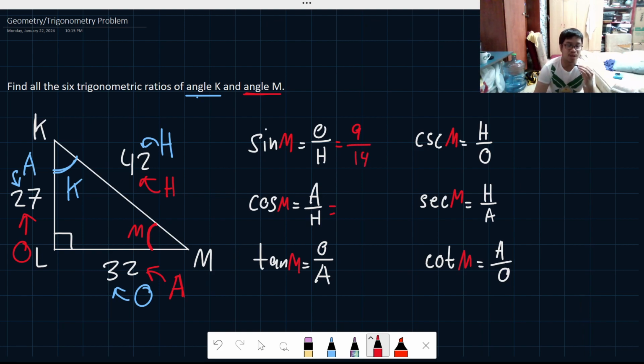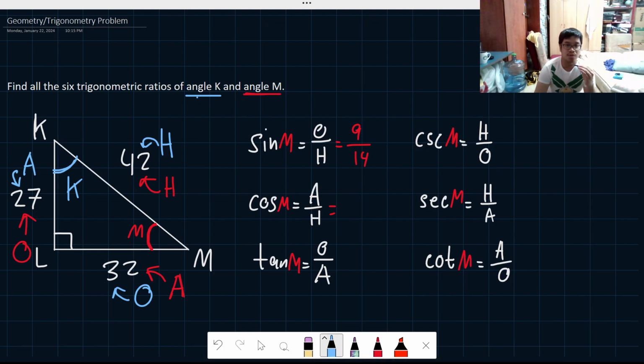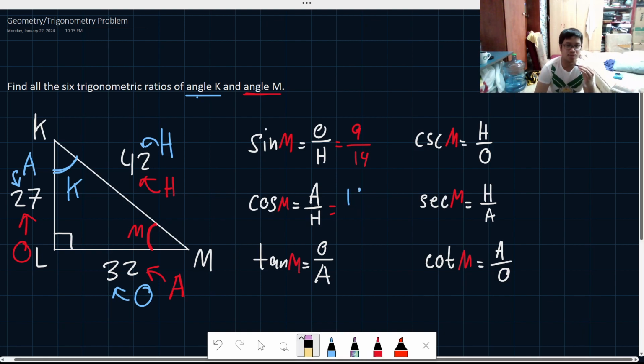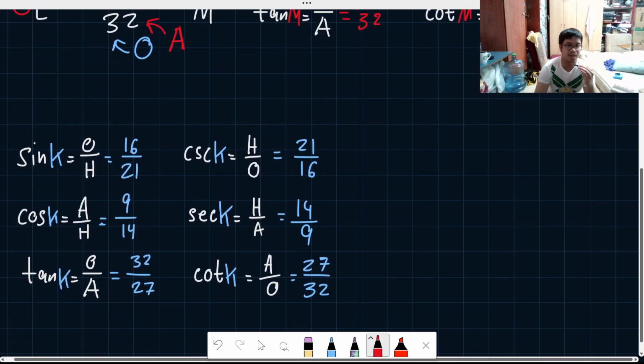Next, for your cosine, we have adjacent all over hypotenuse. So you have 32 all over 42. And both of them are divisible by 2. So we can rewrite this as 16 all over 21. Now for your tangent, we have opposite all over adjacent. So this would be 27 all over 32. I think it's just the same as cotangent for K, am I right? Yeah, yeah.